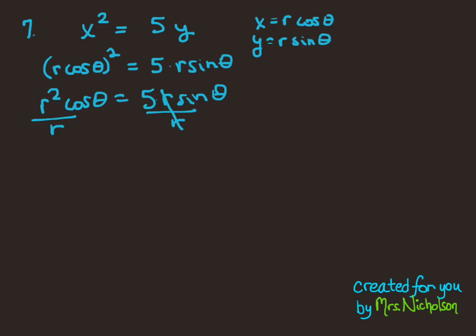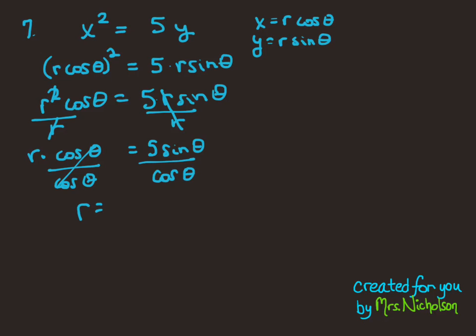And notice this one over here on the right cancels out. I'm just left with 5 times sine theta. And over here I had r squared over r, so one of those r's cancels out. And now I just have r times cosine squared theta. And so my final step to get r by itself, I'm going to divide both sides by cosine squared theta. So those cancel out, and r is equal to 5 times sine theta over cosine squared theta. And that brings us to the end of our test review.